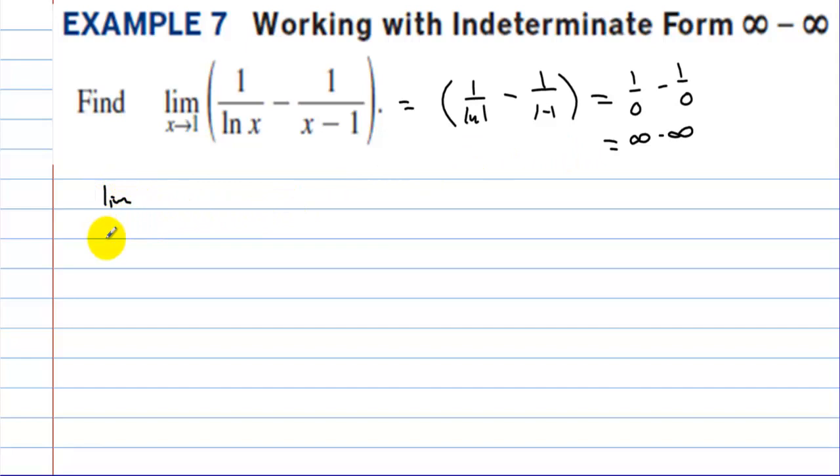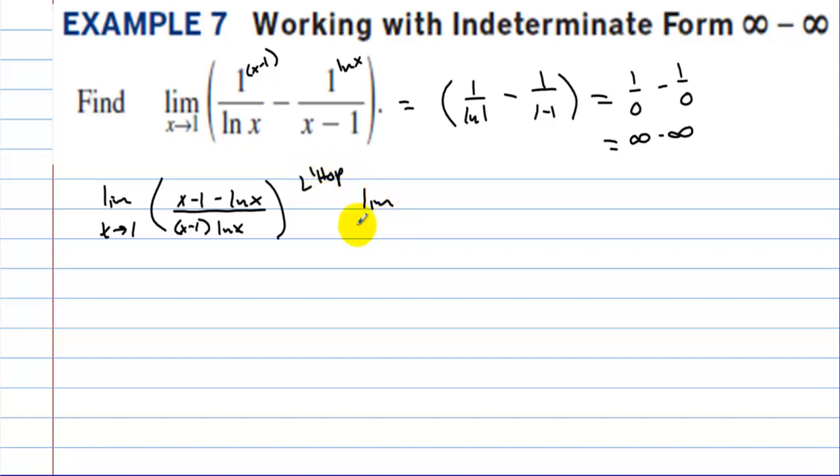Let's work this one by doing common denominator. We would multiply this one by x minus 1, and we'd multiply this one by the natural log of x. We have x minus 1 minus natural log of x over x minus 1 times natural log of x. So there's common denominator. Now let's do L'Hopital's.